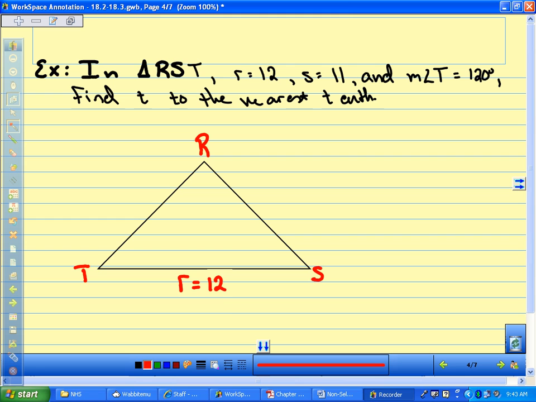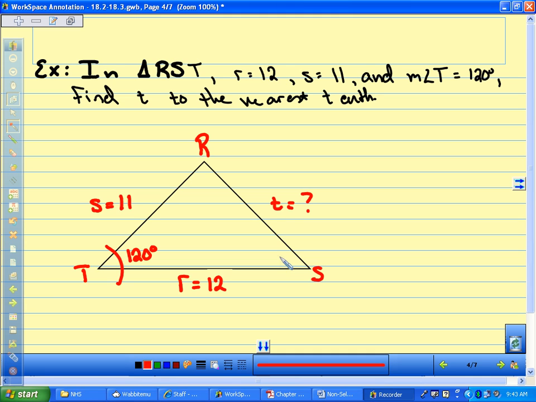Where is little s? Between r and T is little s, and we know that that's 11. Right here is angle T. We know that that's 120 degrees, and we want to find side T over here. So do I have a well-labeled triangle? Yep, I've got all my vertices and the sides labeled with the capital letters and the lowercase letters respectively, and I have marked what I know.